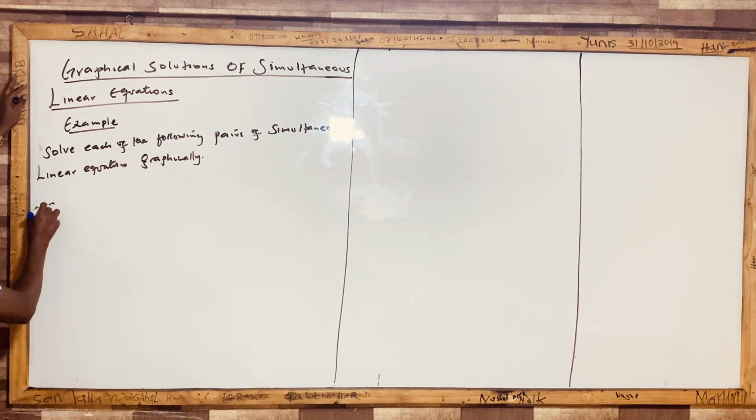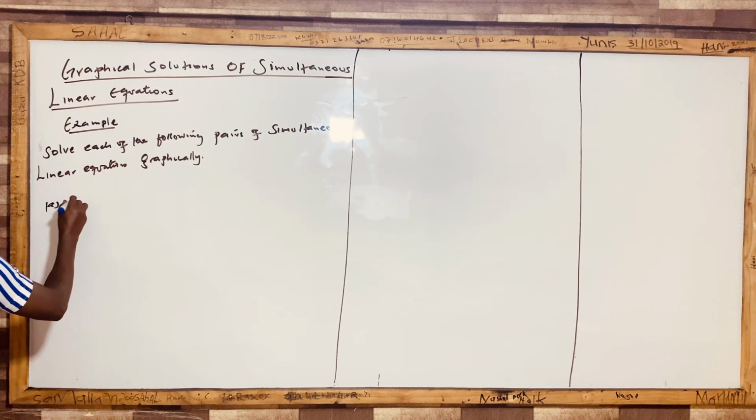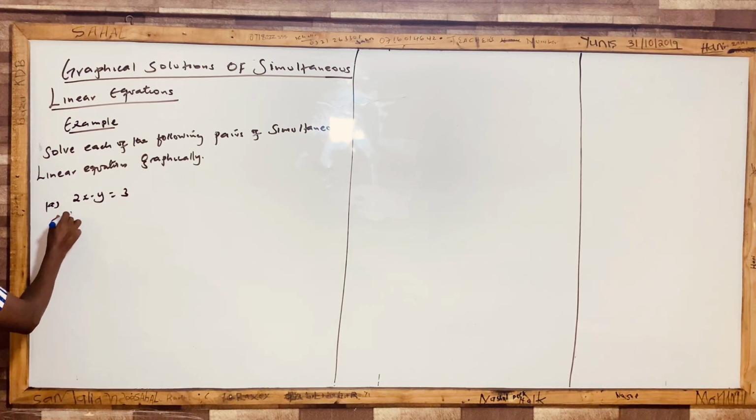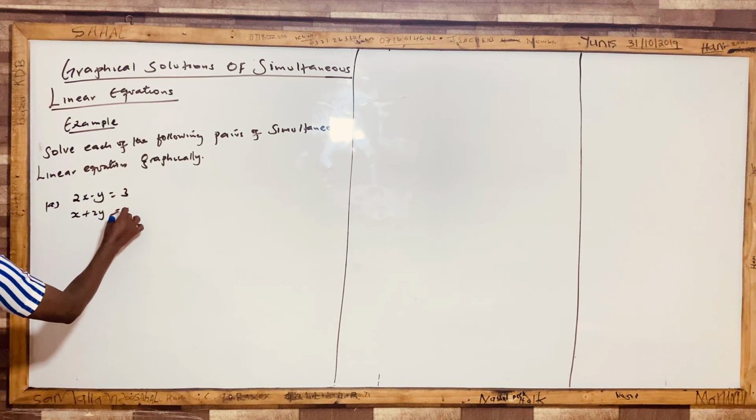We have A, as this is our first example for your information, guys, without wasting time. We have 2x minus y is equal to 3. Then we have x plus 2y is equal to 14.